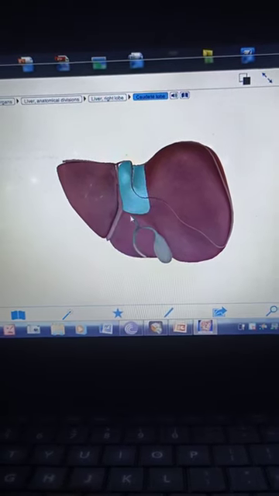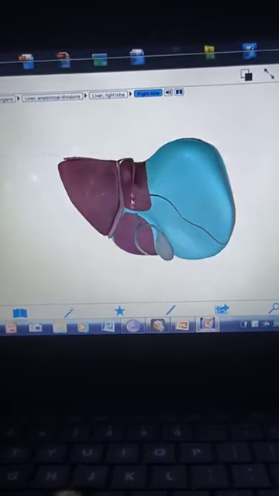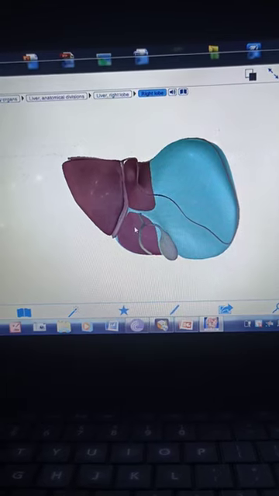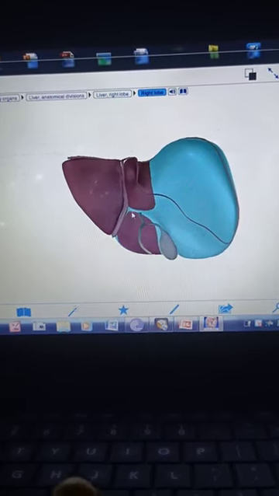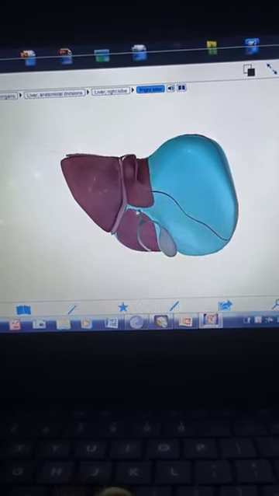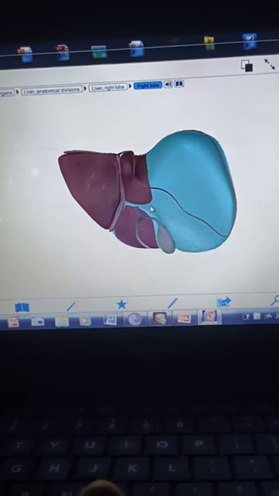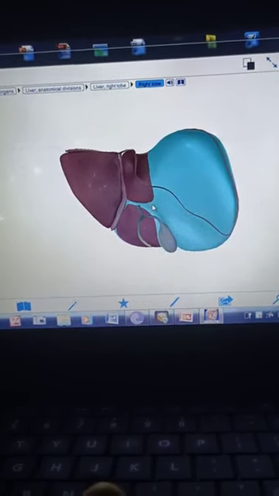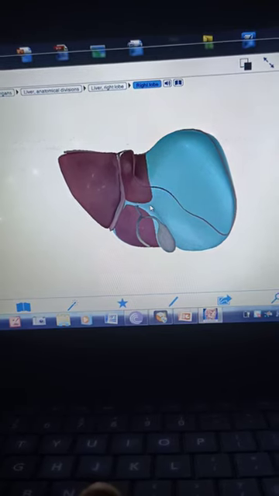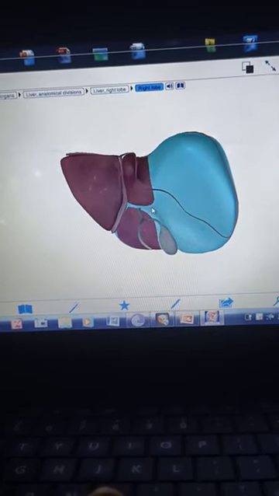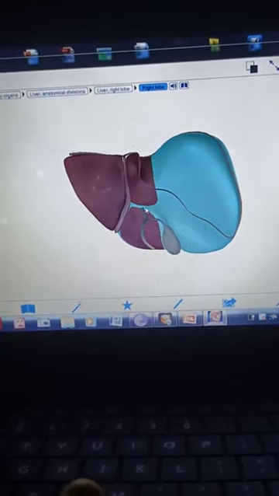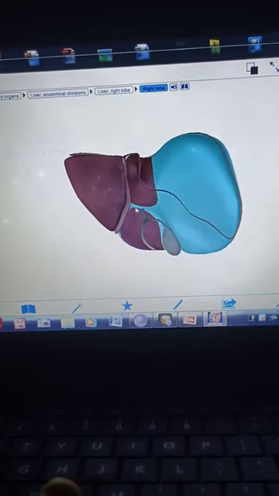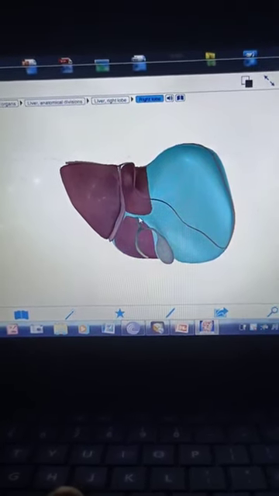In between the caudate lobe and the quadrate lobe, between these two, there is a gap, a space or fissure, which is called the porta hepatis. Porta hepatis is the hilum of the liver through which the hepatic artery enters, the portal vein enters, and the hepatic duct goes out through this porta hepatis.